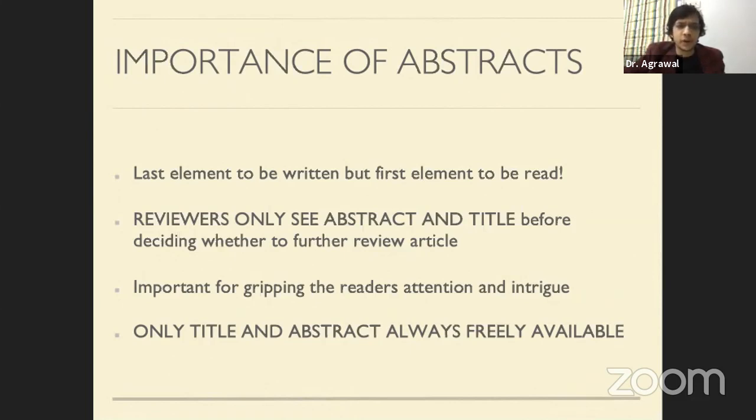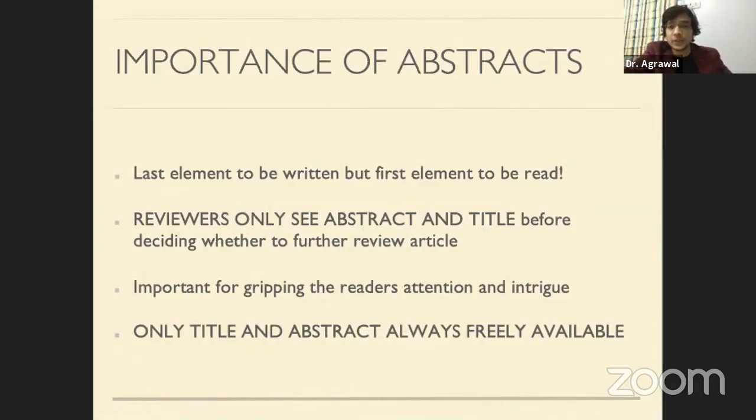Okay, it's important for gripping the reader's attention and intrigue, and only title and abstract will always be freely available, right? So if you have an article published in a journal that's not an open access journal, then whatever the journal shows is only going to be your title and your abstract that's freely available, and then people will decide whether or not they should move forward with seeing your complete article.